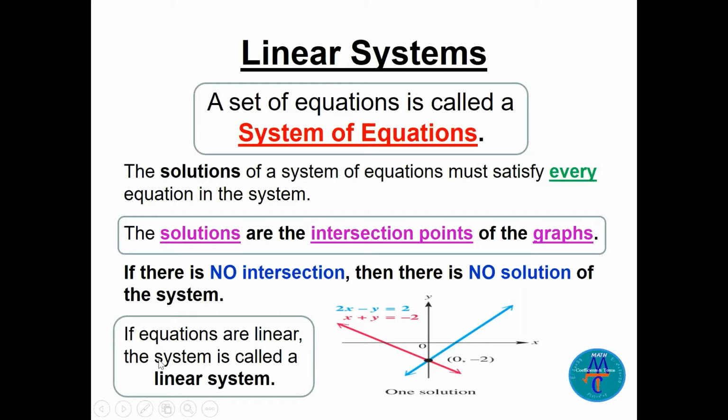Now, how do we know the system is a linear system? We look at the equations. If the equations are linear, that means the highest power is 1 on the x and on the y, then the system is called a linear system. So that means all the equations should be linear. If the equations are not linear, they are called non-linear. That will be in lecture number 30.